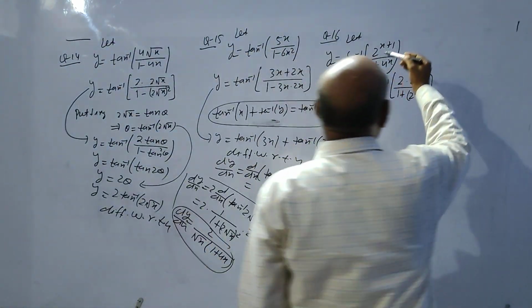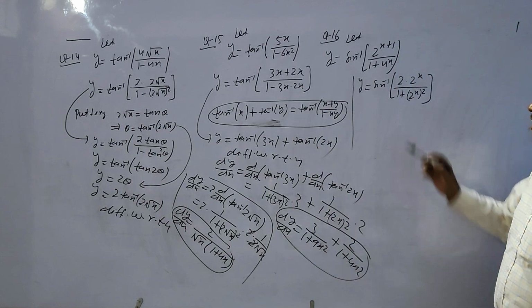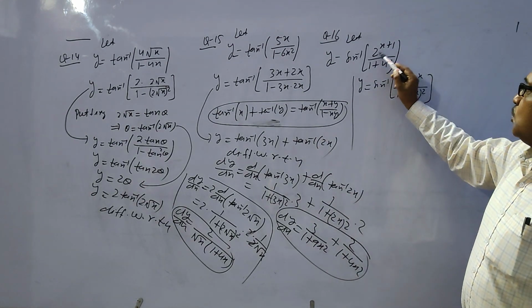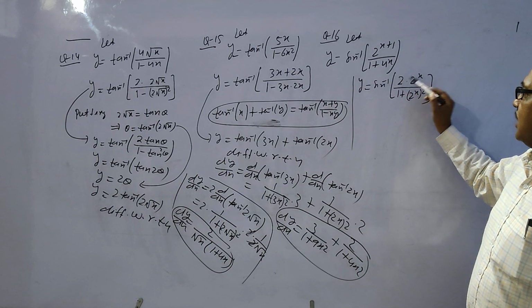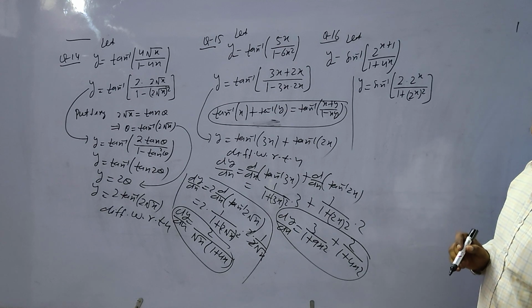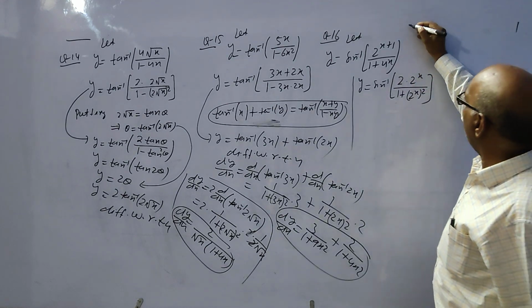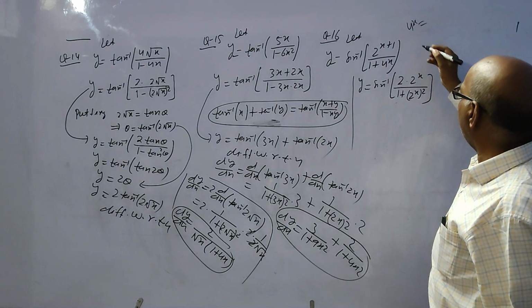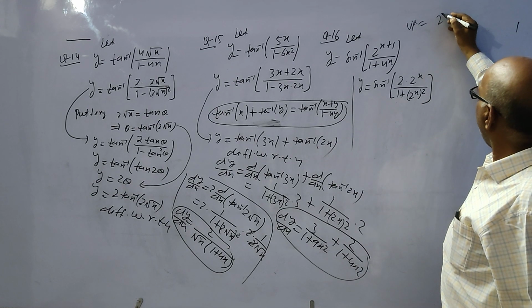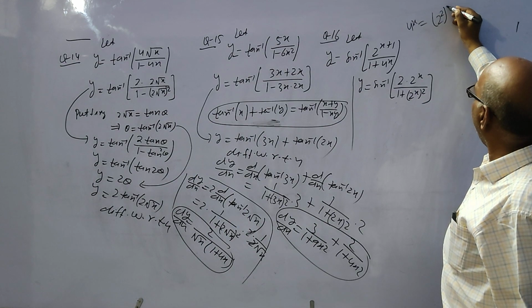Now 2 to the power x, the base is the same, so on multiplying, powers add, and if powers are added they can also be separated. So 2 to the power x plus 1 is 2 to the power x into 2, upon 1 plus 4 to the power x, which is equal to 2 to the power x to whole square. How did this come? 4 to the power x, you can write as 2 to the power 2 whole to the power x.